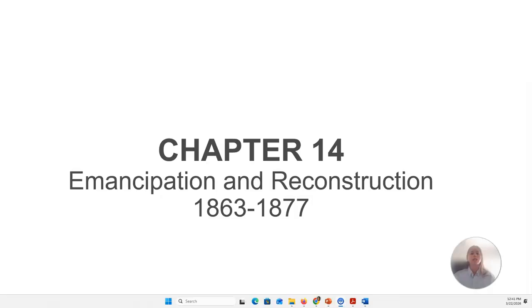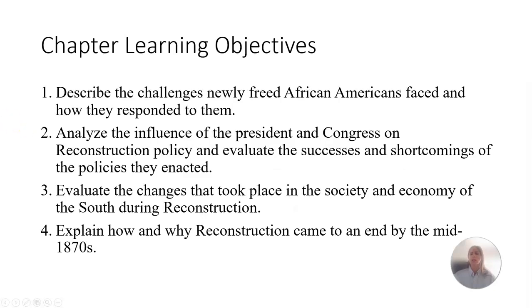And it's not just about rebuilding the South, but what you'll learn after reading in chapter 14, it's about defining citizenship, rights, and power in the United States. So for this chapter, here are the learning objectives, and you'll have different learning objectives for every chapter throughout this course. But by the end of reading chapter 14 and completing the activities, you should be able to do these things.